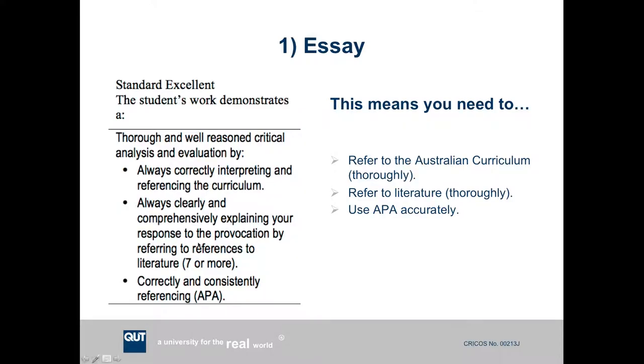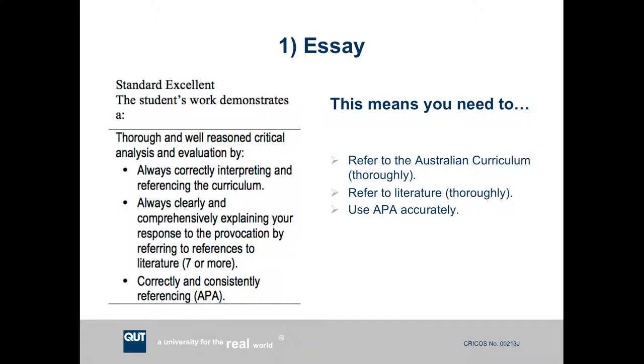So this is the first criterion for a 7, for excellent. So have a read of this. So this means that you're going to need to refer to the Australian curriculum thoroughly, and you're going to refer to literature thoroughly. When I say thoroughly, I am aware that it's only 1,000 words, so thoroughly for a 1,000 word limit. This isn't a 2,000 or 3,000 or more word essay, okay?